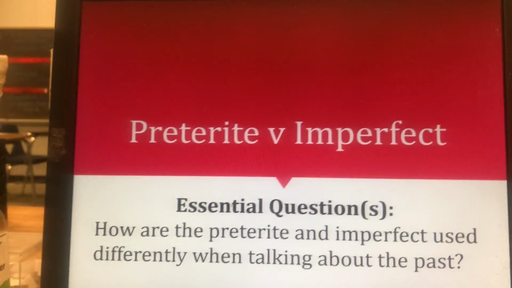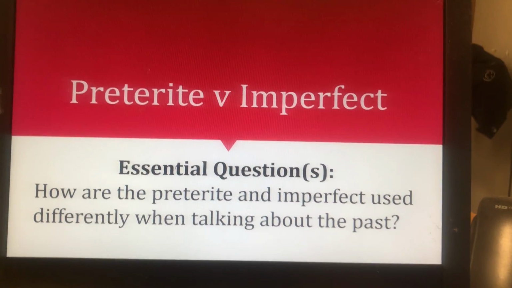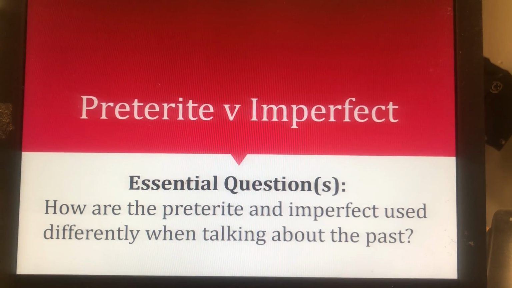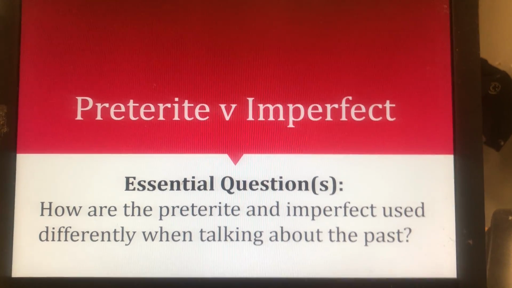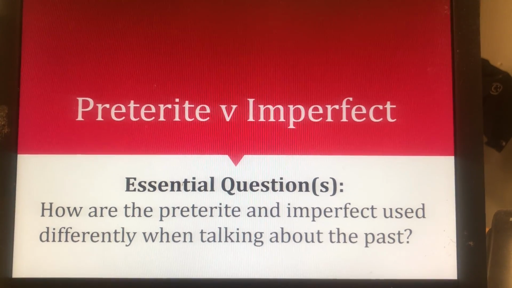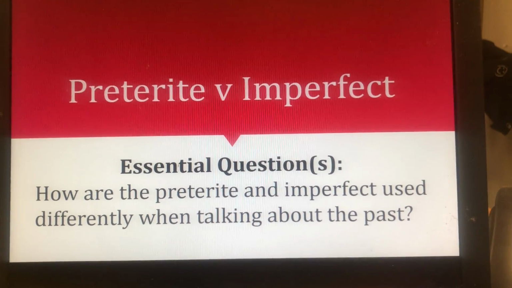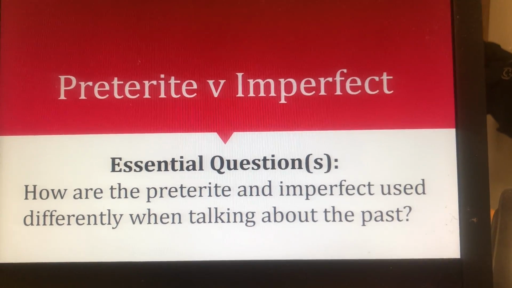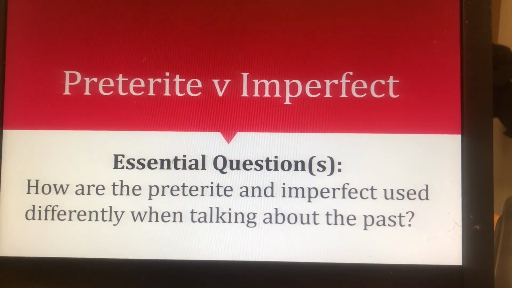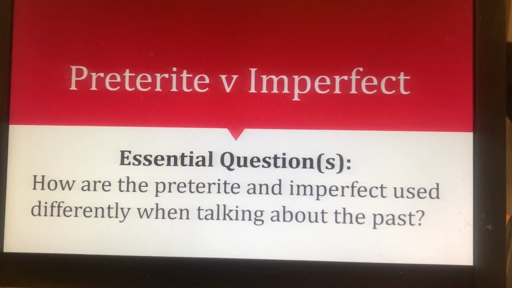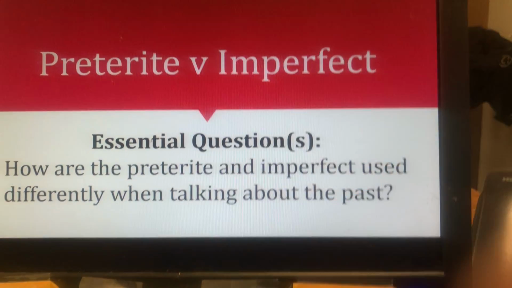Okay, today we're going to be learning about how to use the preterite and the imperfect. The preterite and the imperfect are both past tenses, and they both translate the same exact way. But there are certain times when you use the preterite, and there are certain times when you use the imperfect. So how are the preterite and imperfect used differently when talking about the past?